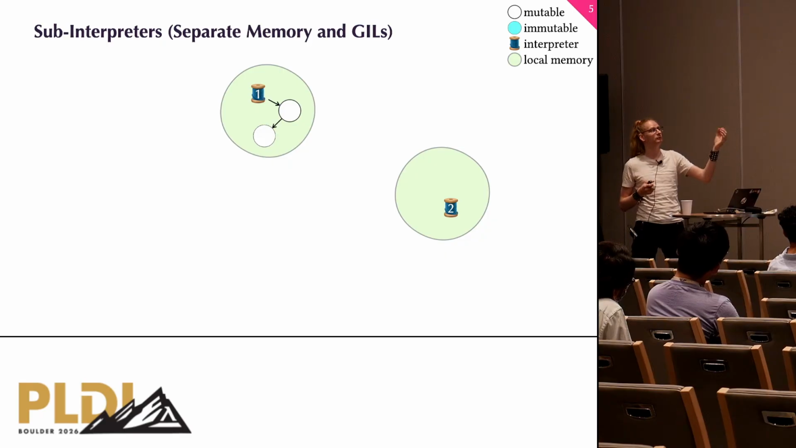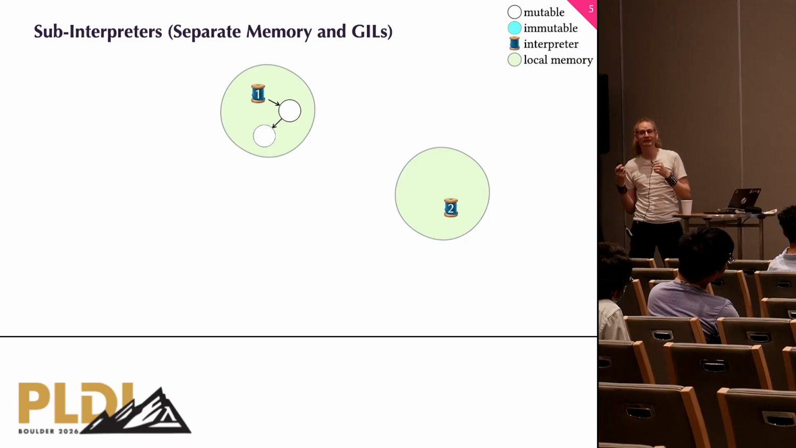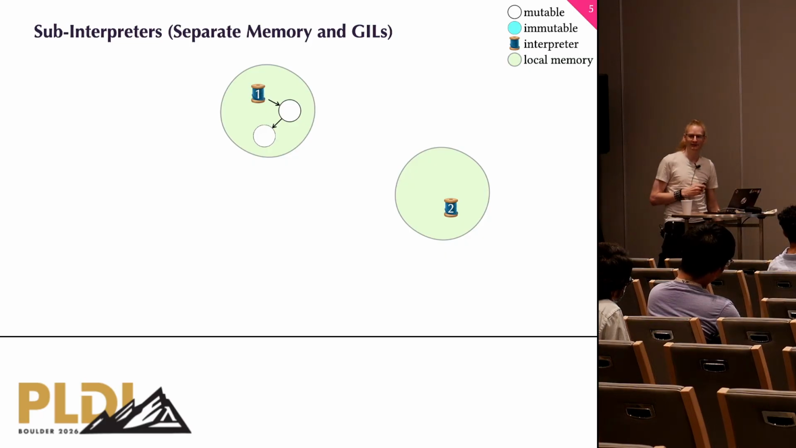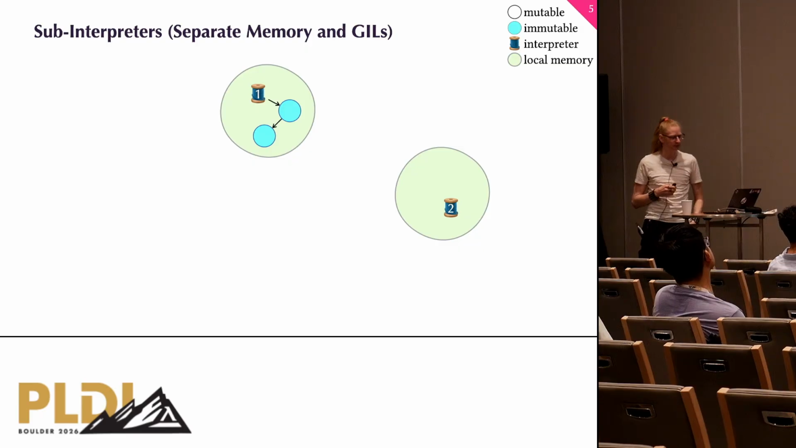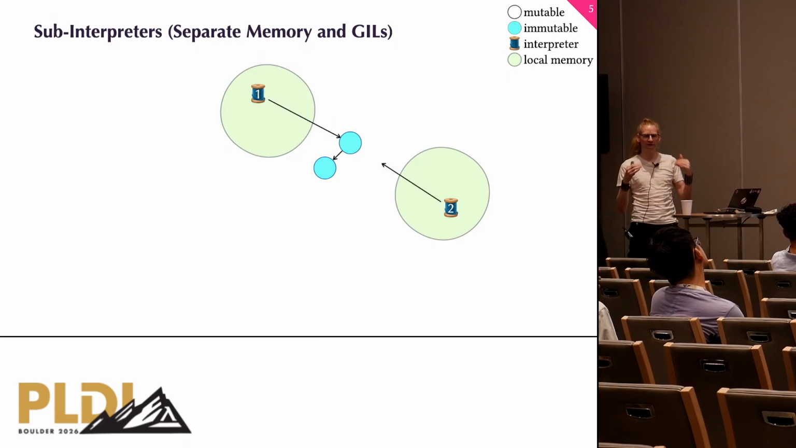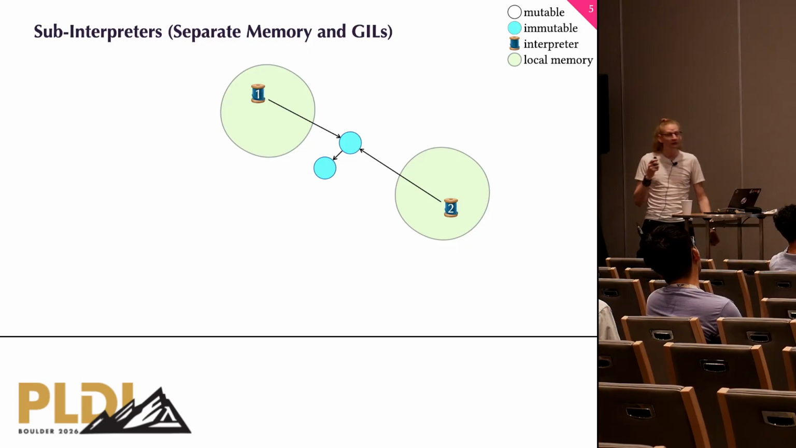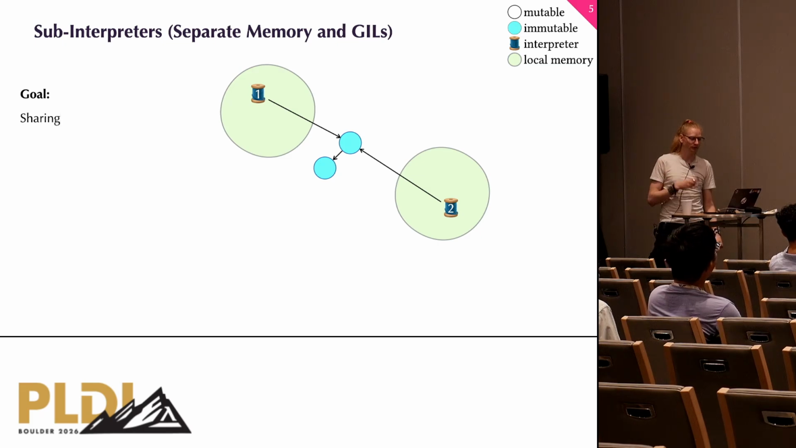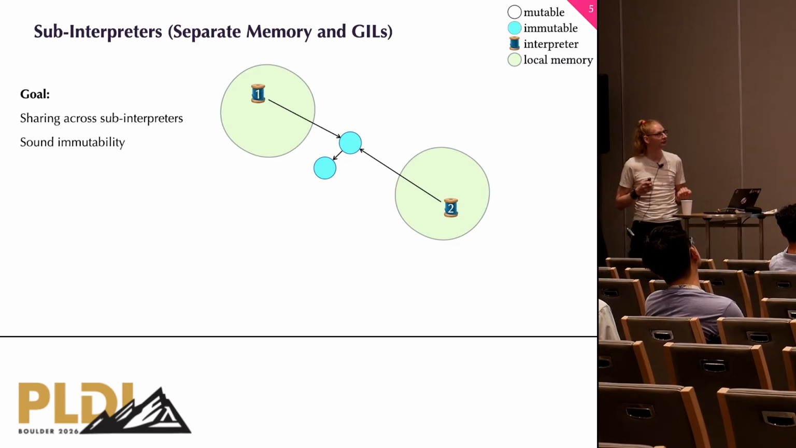So in stable Python, what you have to do is manually copy all data over, which is not necessarily efficient. So this is where immutability comes in. If we can turn these objects immutable, annotated as this ice blue in this presentation, then we can, in theory, share these objects across two sub-interpreters without needing synchronization between the two of them, right? Because the objects are immutable. There's nothing to synchronize about. So our goal with this work was to enable sharing across sub-interpreters. And we also wanted this to be sound.